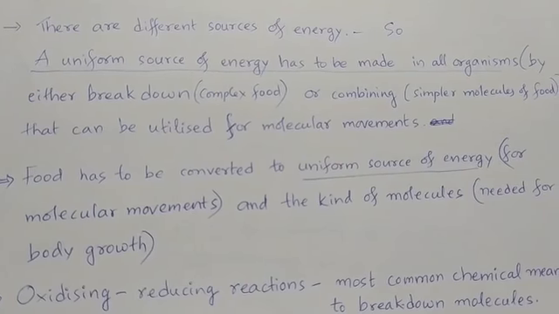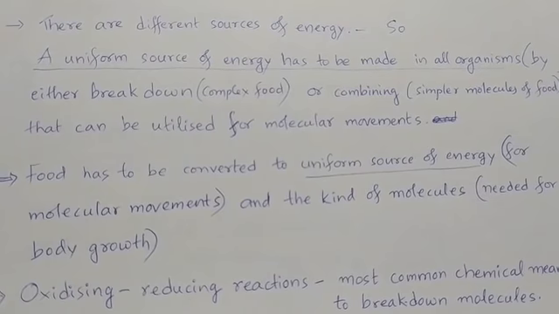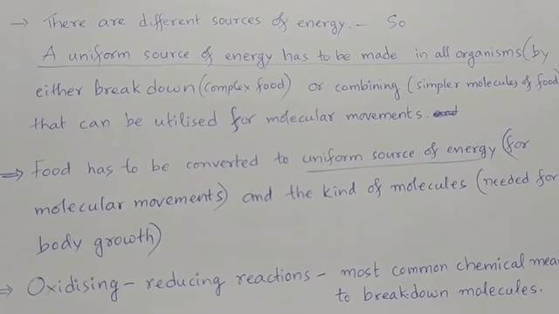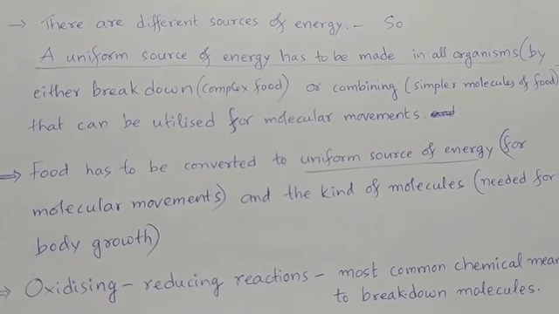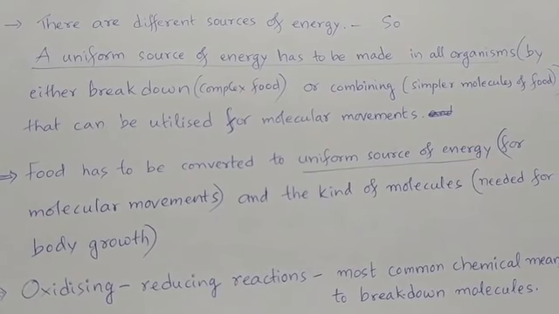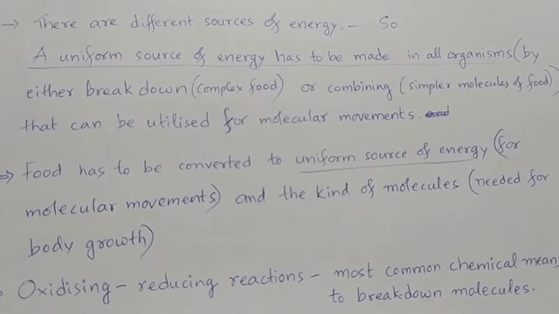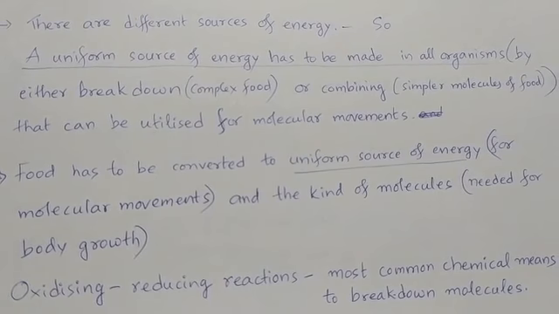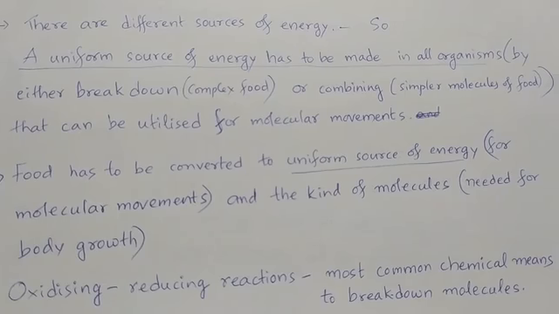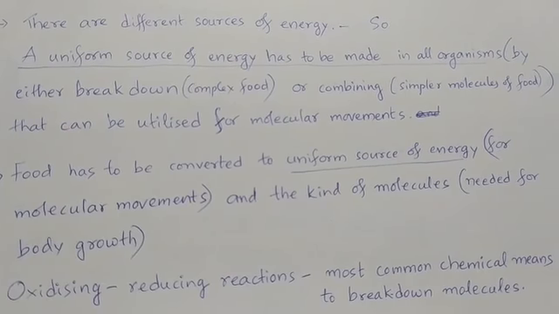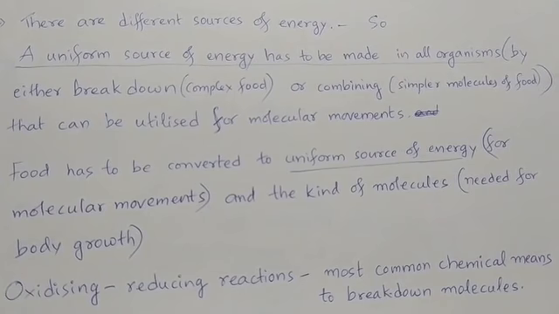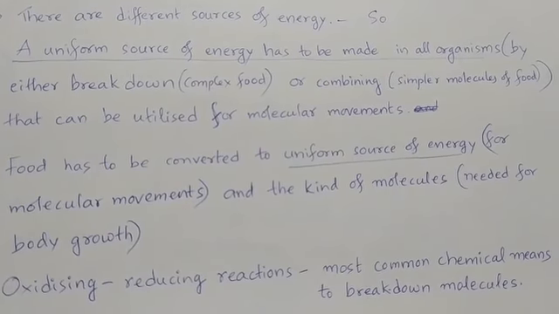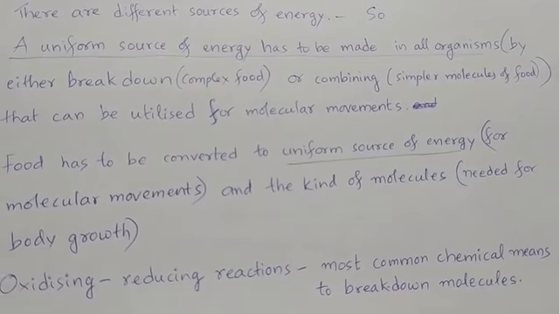There are different sources of energy. So a uniform source of energy has to be made in all organisms. This uniform source of energy can be made either by the breakdown of complex food into simpler food or by combining certain simpler molecules of food, to bring those molecules to the level of uniform source of energy. Then this uniform source of energy can be utilized for molecular movements. Right.